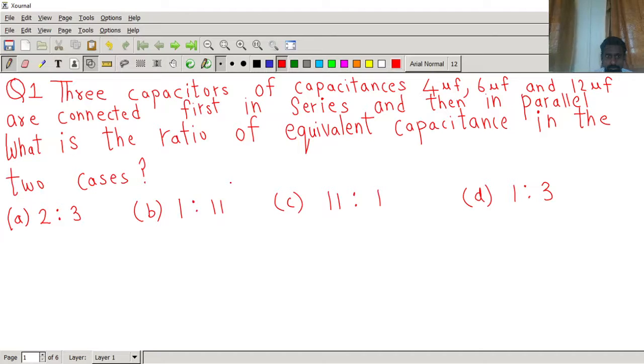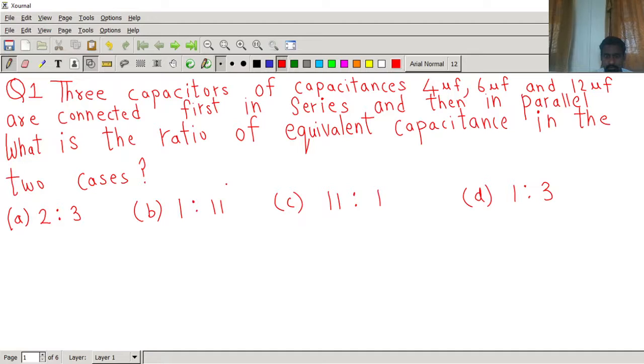Now this is question number 1. Three capacitors of capacitance 4 microfarad, 6 microfarad and 12 microfarad are connected first in series and then in parallel. What is the ratio of equivalent capacitance in the two cases?